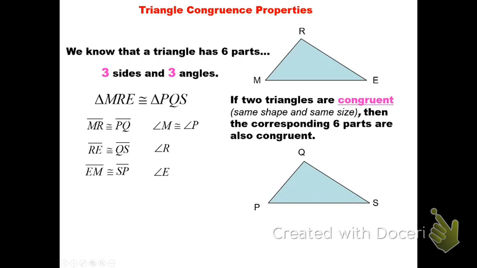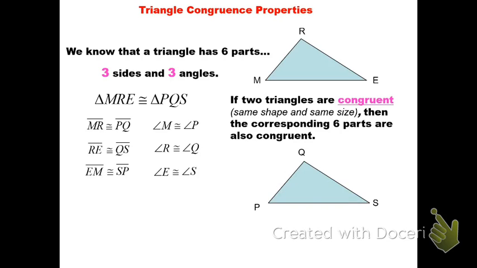Now I can do the same thing with the sides. MR, the first 2 letters, would have to be congruent to the first 2 letters in the next statement, and so on. If angle R is the second letter, then it's going to be congruent to the second letter in the congruent statement, which would be angle Q. And likewise, angle E, the last letter, is congruent to angle S. 3 pairs of sides and 3 pairs of angles.